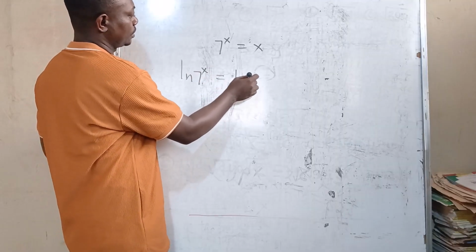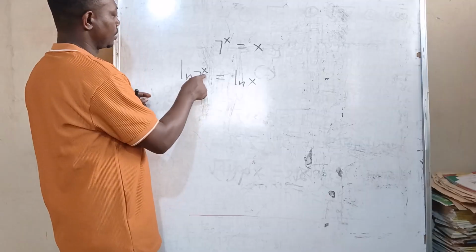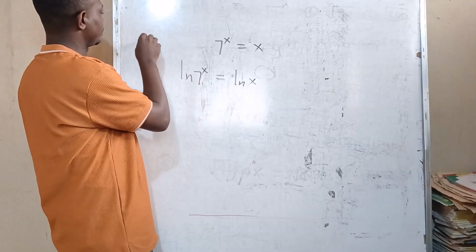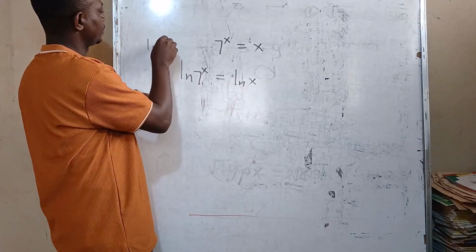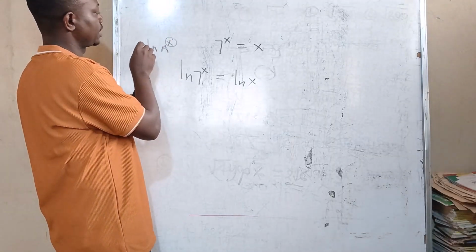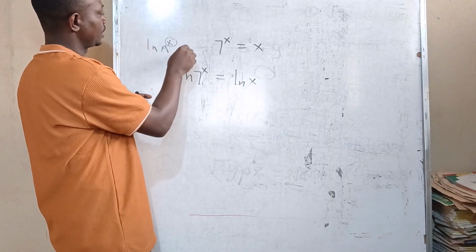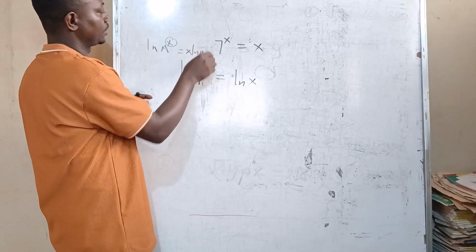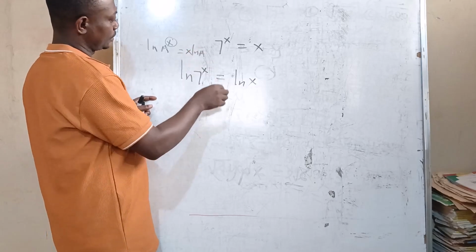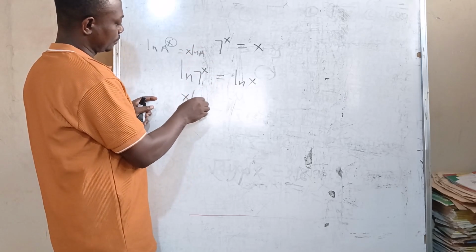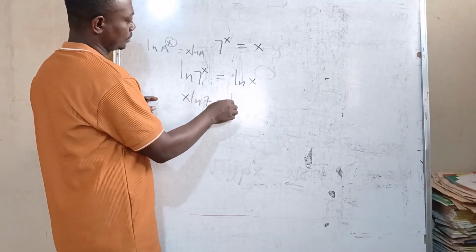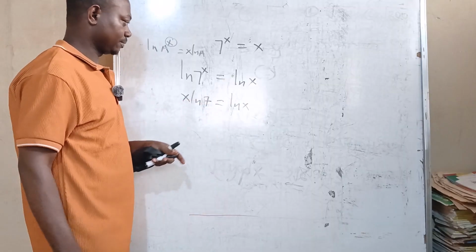on both sides. And this one is a power rule, which says when we have ln of a to the power x, the x will come behind here, that will be x ln of a. So this side will be x ln of 7 equals ln of x.